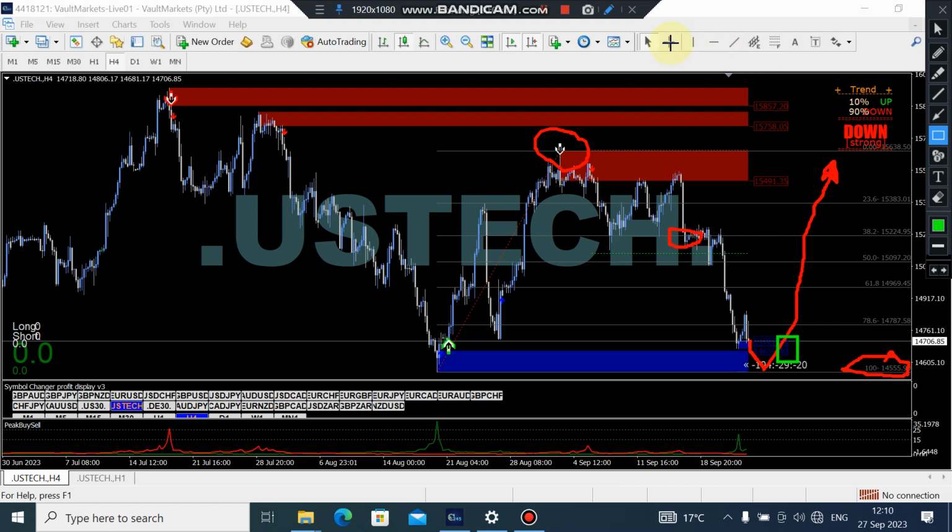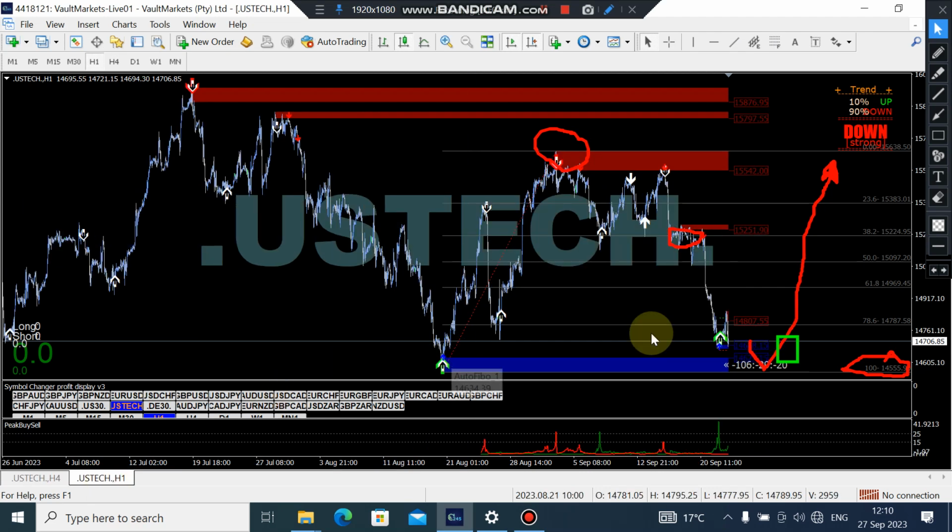For instance, look at H1. As I said, we are using them simultaneously. Look at H1, it is already telling us to buy, because look, there was this big red arrow here, which is a sell signal.